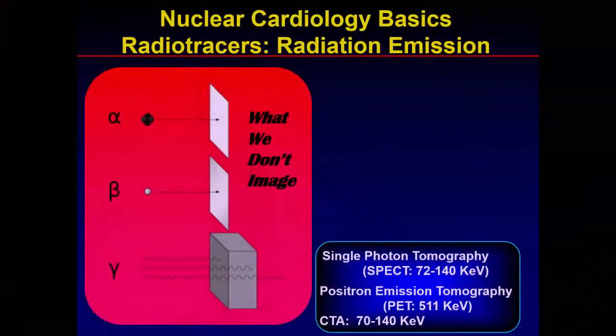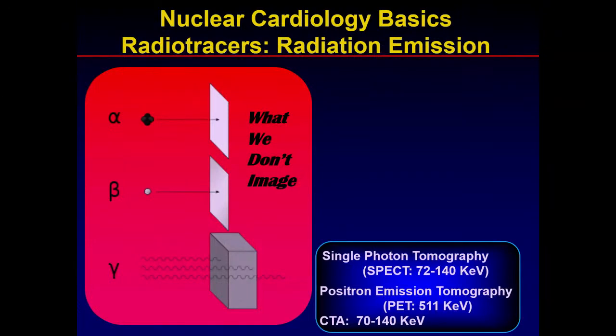Alpha particles we don't image because you can basically stop them with a piece of paper. Beta particles, same thing. It takes nothing to really stop a beta particle. So what we really image is gamma radiation, which penetrates, and as you know, probably the only thing that will stop gamma radiation entirely is lead. And we use that both for SPECT imaging as well as for positron emission PET imaging.